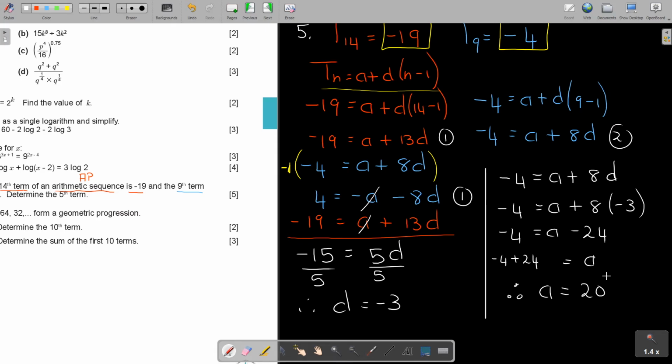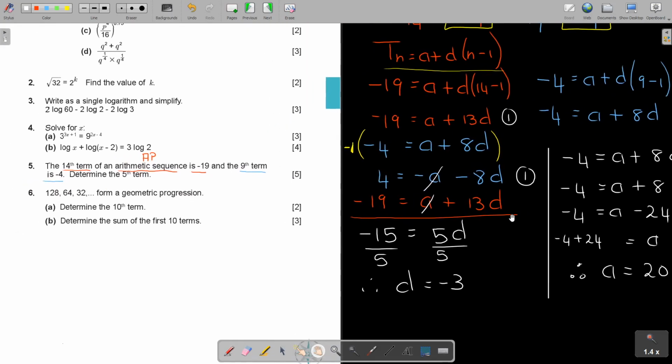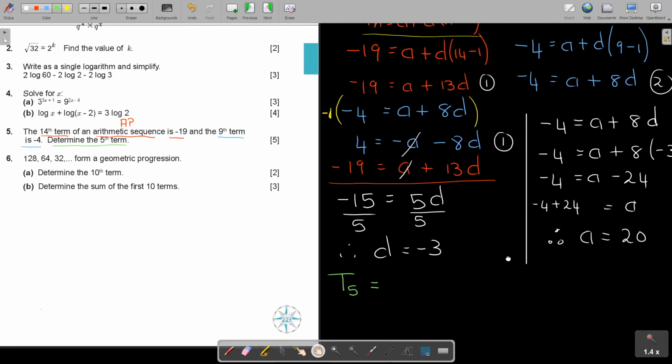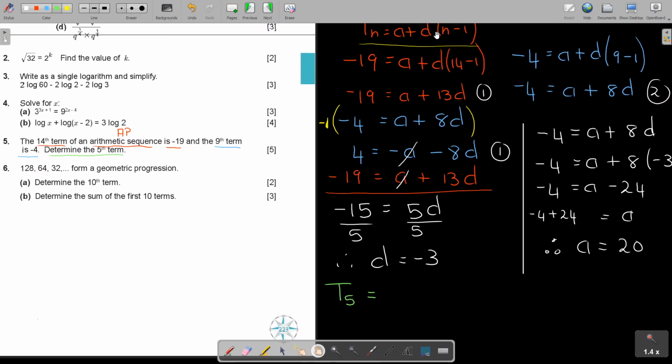Okay, now let's just read the question. We're not finished. So we got d and we got a. Go back always to word sums. Read the question again. What is the question saying? Determine the fifth term. Okay, so I'm not done. I'm going to now continue. That's why it's 5 marks. And I'm going to say T5 is equal, and I use again that formula because it's not sum.